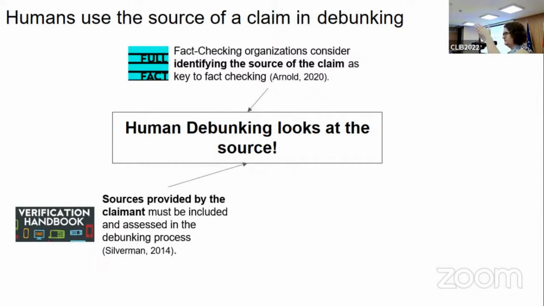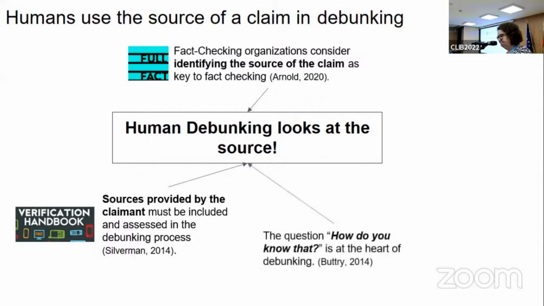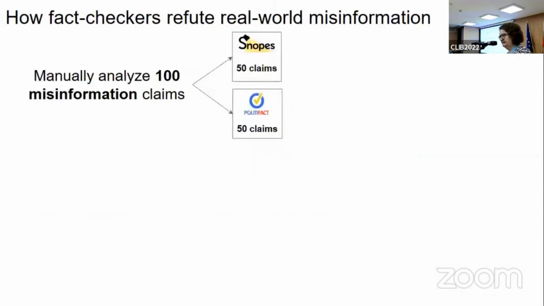This is taken from a special guidebook on how fact checkers should perform the fact check. Given the current data sets, this is, I guess, completely discarded. The data sets are detached from this and do not look at the source. Even worse, we use data sets like Wikipedia, which fact checkers usually do not consult to debunk claims. And the question, how do you know that, is actually at the heart of debunking.